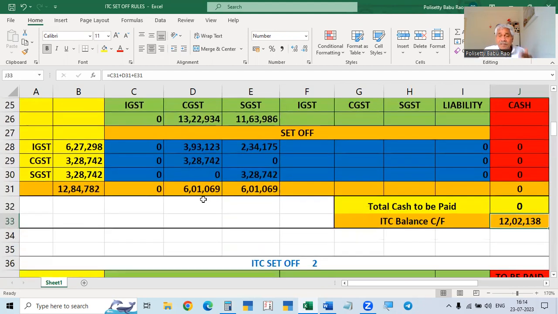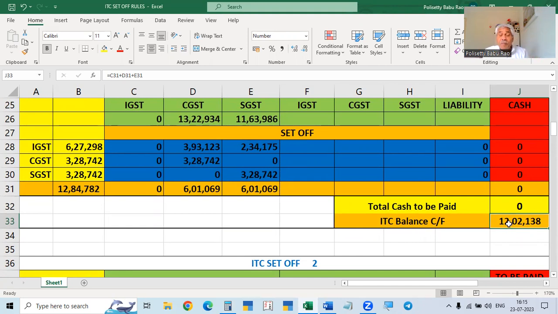So if you see the portal, sometimes there will still be balance. That is, ITC balance will be there, but still it will show you have to pay an amount for some ITC, IGST or CGST or SGST. It will show additional cash required, to be paid in cash. That means you have to pay. So it will show payment of cash as well as the balance will be there.